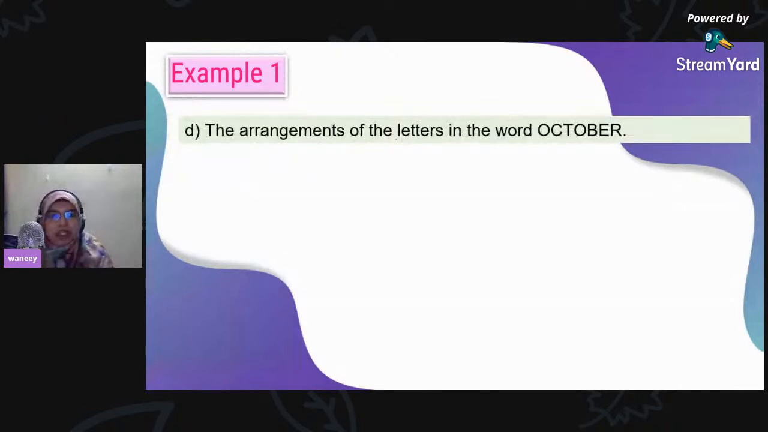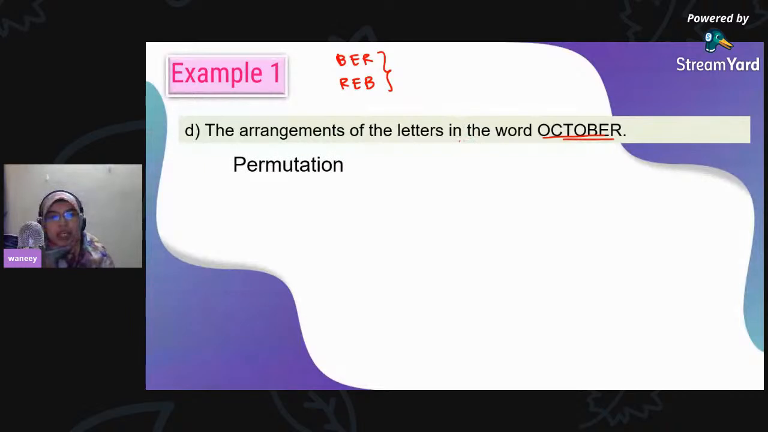The arrangement of the letters in the word October. Since you want to arrange the letters in this word, if let's say I wrote down BER and REB, those are two different things, sebab these are the letters or huruf. The arrangement for the letters can mean two different things, whether we have BER or REB. Therefore, this is actually the case for permutation.